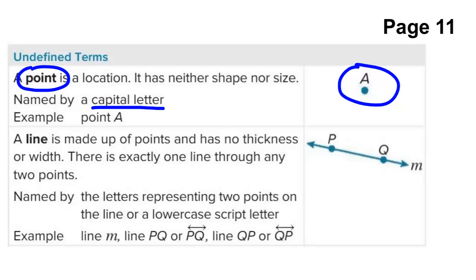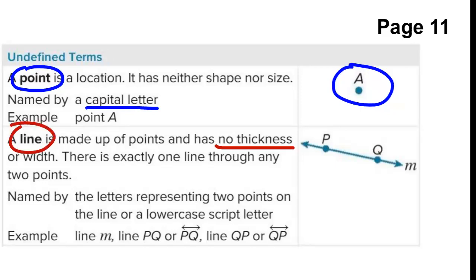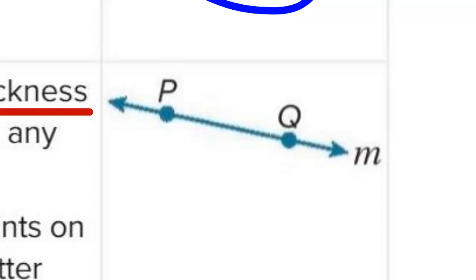A line is made up of points and has no thickness or width, but it continues on forever and ever in both directions. So they have an example of a line over here. They have this point, which they've named what? Point P. And then they've also named this other point over here, and they called it what? Q. So point P and point Q.